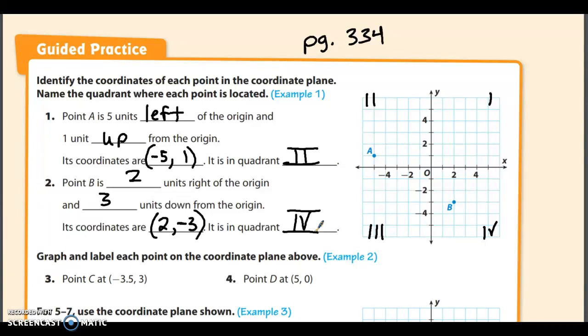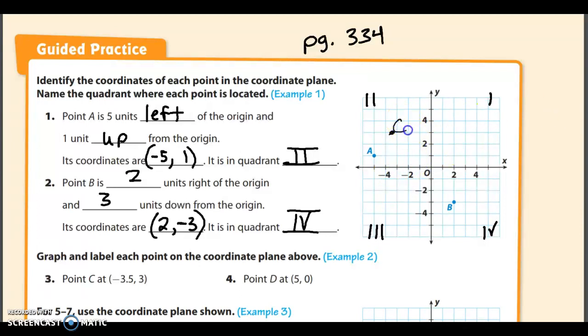Numbers 3 and 4 say graph and label each point on the coordinate plane above. So we're supposed to put point C and point D on this coordinate plane right here. Point C is negative 3.5 and 3. Negative 3.5 means to the left 3.5. So it's in between. Oh, it's right there. There's the 3. So it's right here. And up, the next number is positive, so it's up 3. So it's right here. So again, we go 3.5 to the left because it's negative, and 1, 2, 3 up. It's right there. I'm going to erase that though.